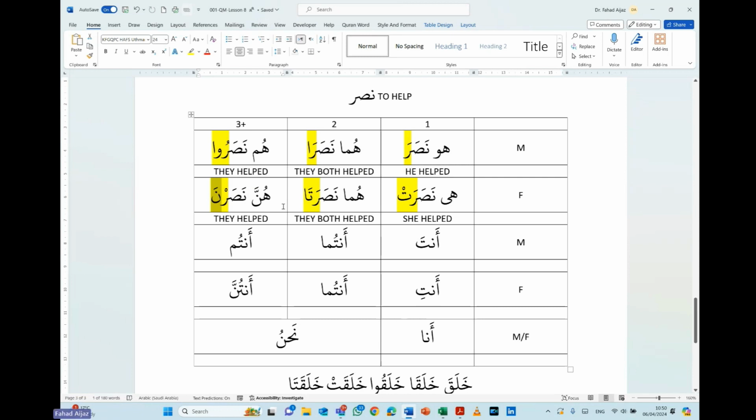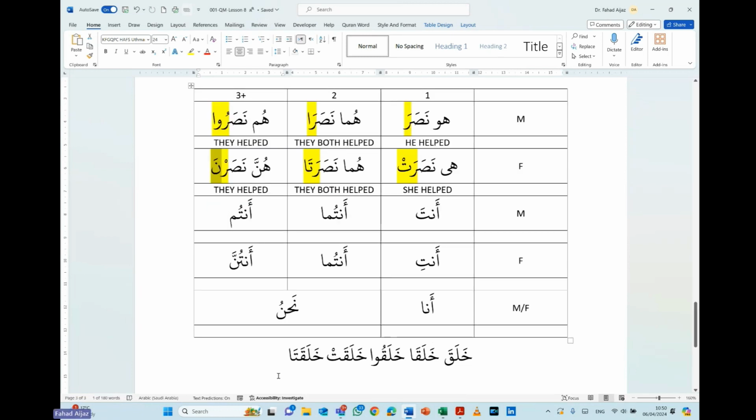Okay. So, what is the hunna form of the fi'l khalaqa? I need your help. Anyone? خلقنا. خلقنا. Very good.